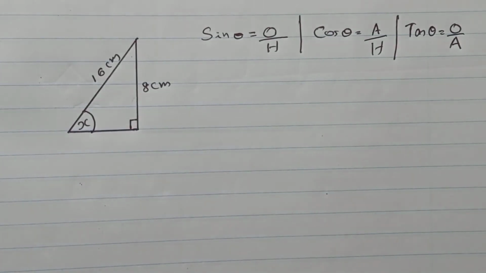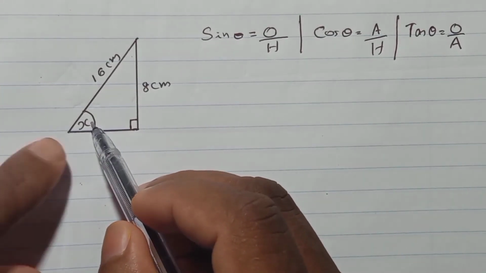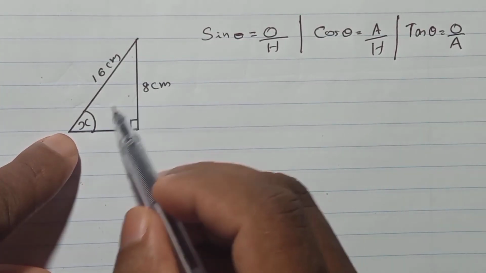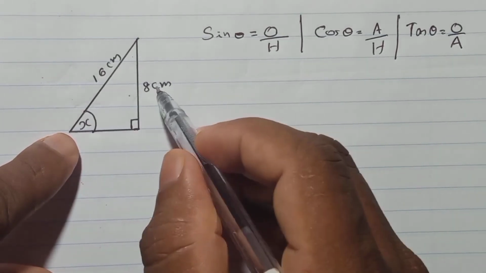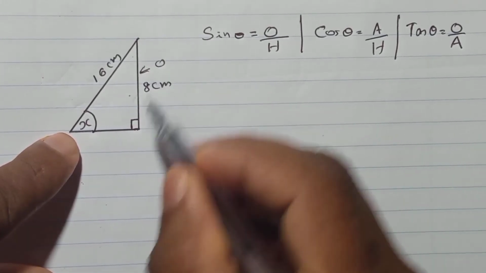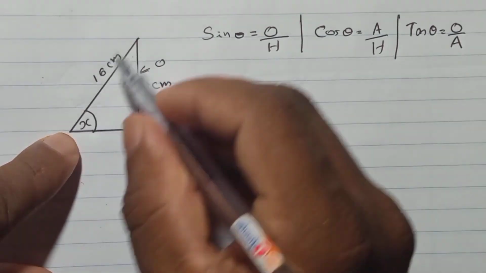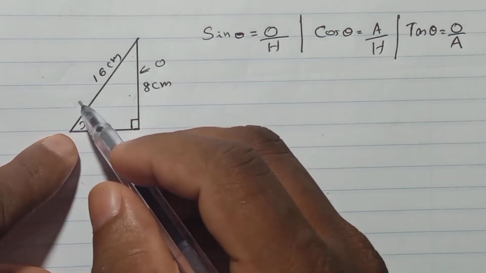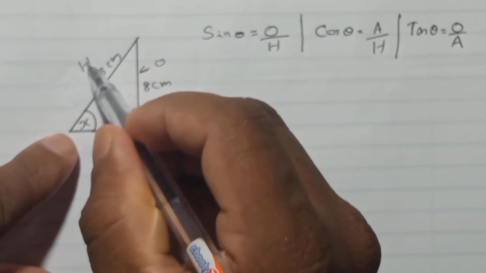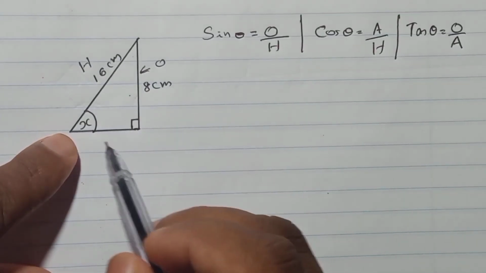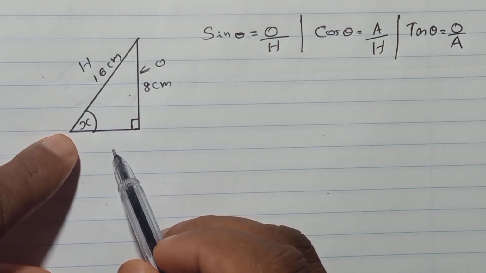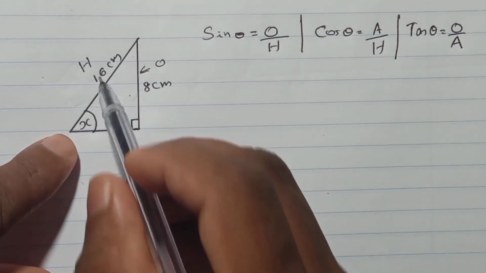Here also you have to start with the angle. If you consider this angle, in front of it, this will be opposite. And this one, the side we have data for, we call the hypotenuse, because it is in front of 90. This side we do not have data for. That's why we need to use this side and this side.